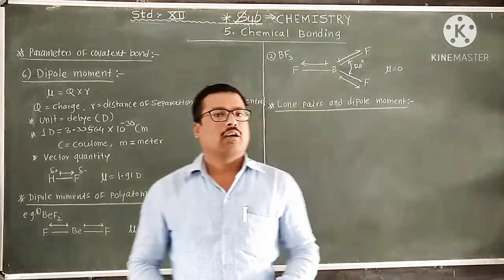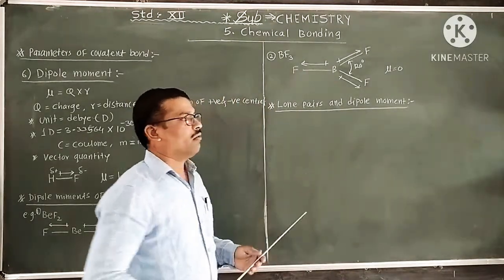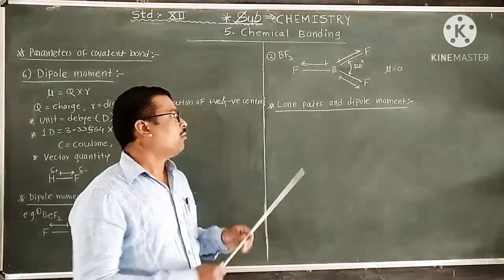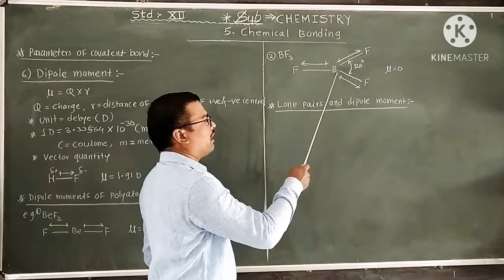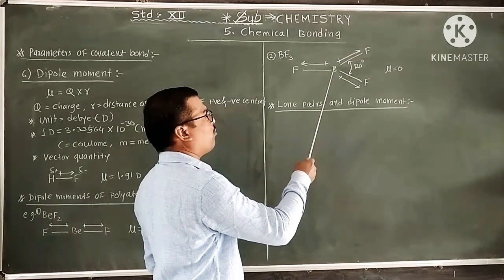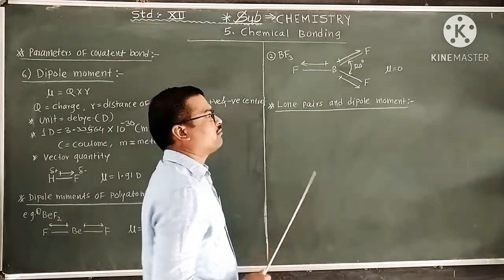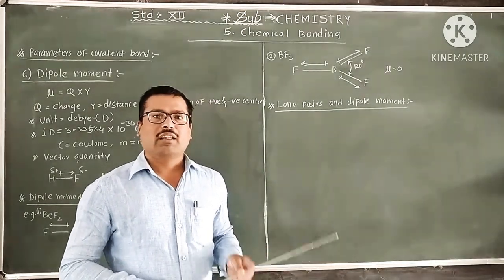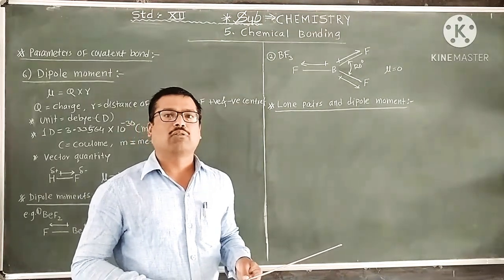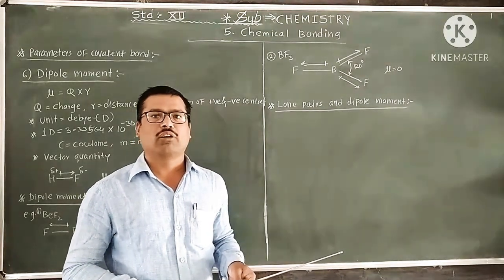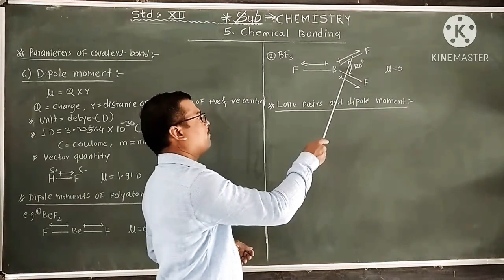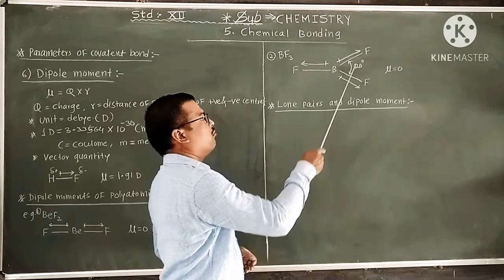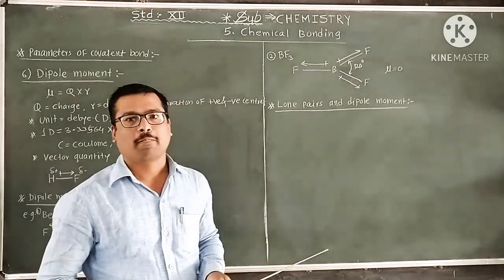Second example is BF3. Here in the BF3 molecule, the bonds are polar. Here boron has a partial positive charge, whereas the three fluorine atoms have a partial negative charge. The BF3 molecule is a symmetrical trigonal planar molecule with a bond angle of 120 degrees, between fluorine, boron, and fluorine.